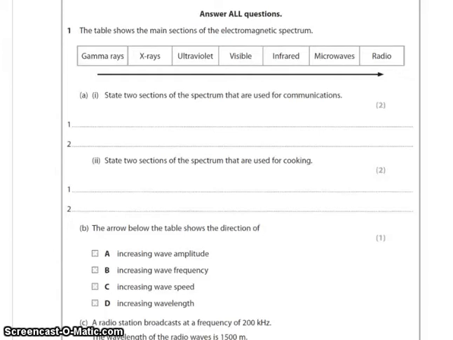Okay, so question number 1 is about the electromagnetic spectrum, and it says state 2 sections of the spectrum that are used for communications. Well, the communications parts of the electromagnetic spectrum are the low frequency bits, so the bits at this end here. So we'll accept anything from radio wave, microwaves, infrared and visible light, so any 2 of those can be used for communications, sending signals.